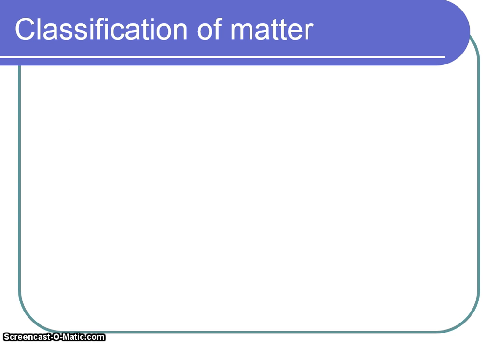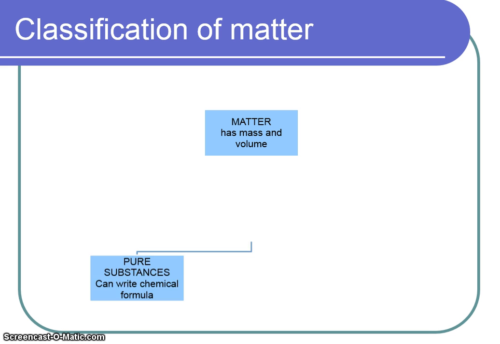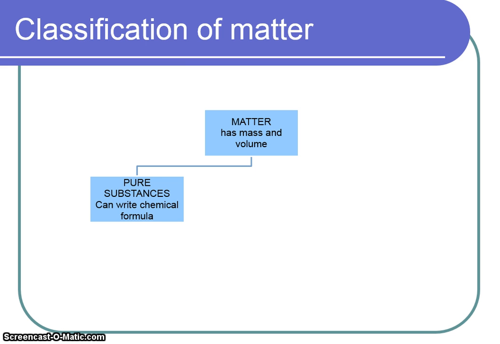Now we need to look at the classification of matter. Matter, we know, has mass and it has volume, but we can divide it up into several subgroups. We can have pure substances, and pure substances we can write a chemical formula for. And so we'll get very specifically into writing all kinds of chemical formulas, but let's just use one that we're pretty familiar with, H2O. H2O is water, and I can write the chemical formula for water. This is different from a mixture.